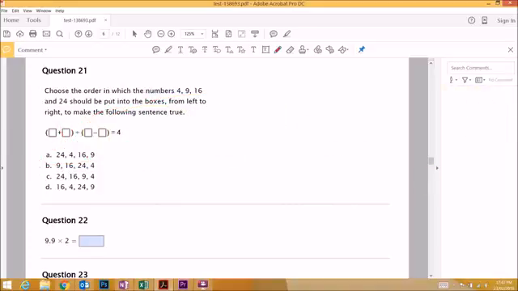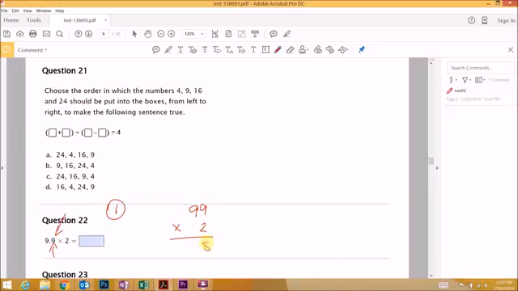Alright, so that's good. Next one, 9.9 times 2. Now, when we're multiplying decimals, you need to make sure that you remember you do not put the decimal point in your algorithm. We just remember how many decimal places there are in our question. And in this instance, there's one digit after a decimal point, so that means we need to remember one decimal place. Then we just do our normal algorithm.